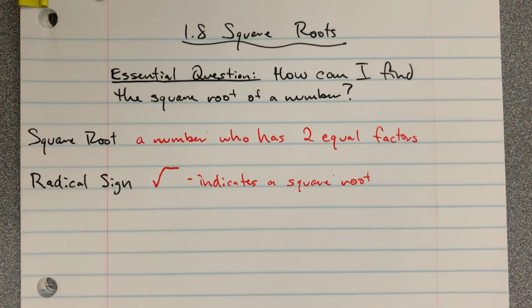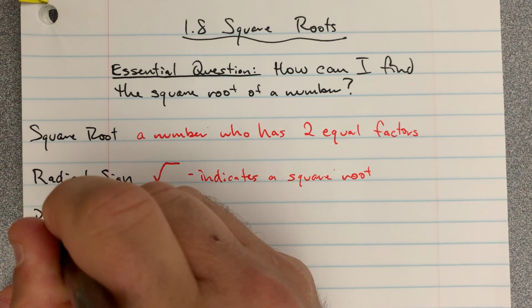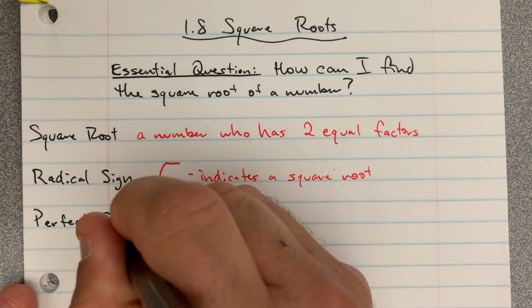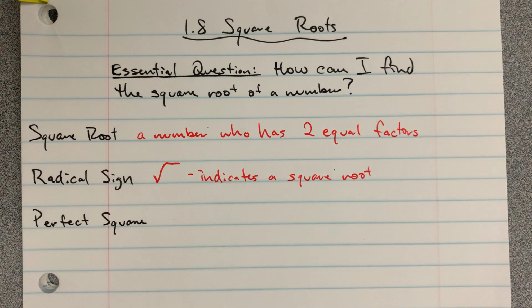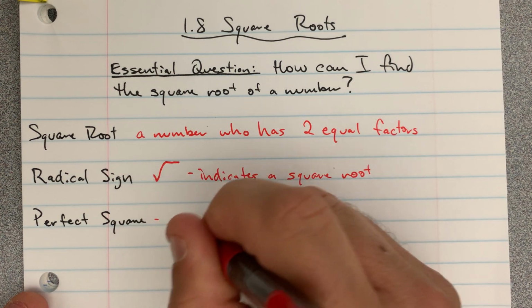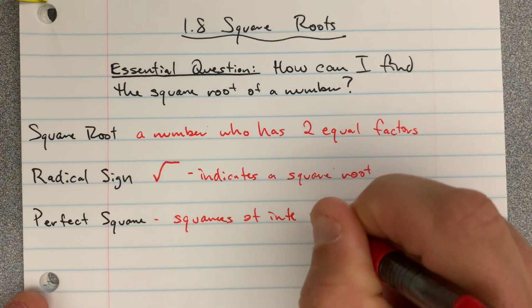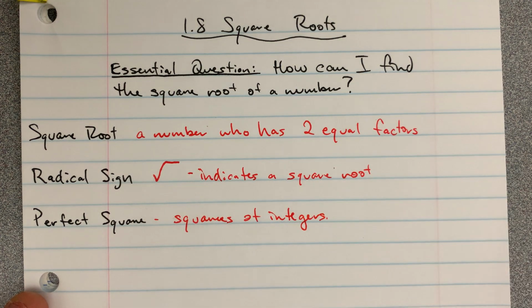And then the last term I want to define is perfect square. The perfect square is squares of integers. And I'll explain what that means.